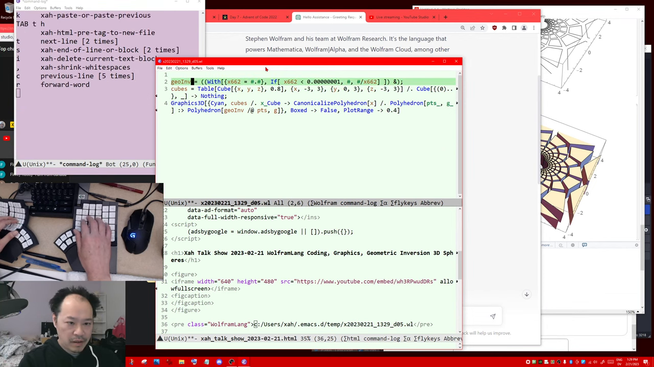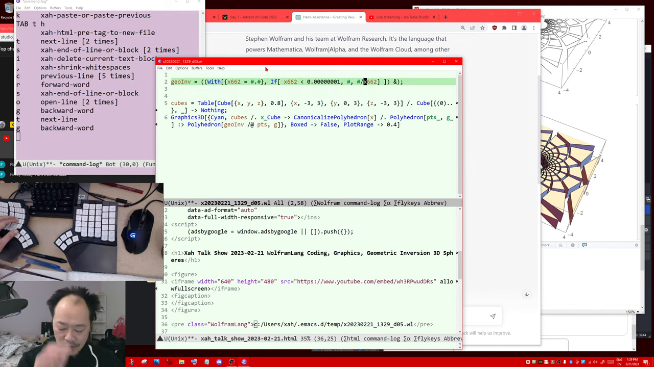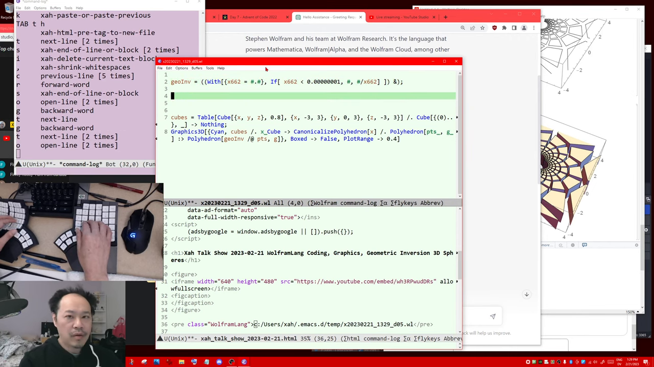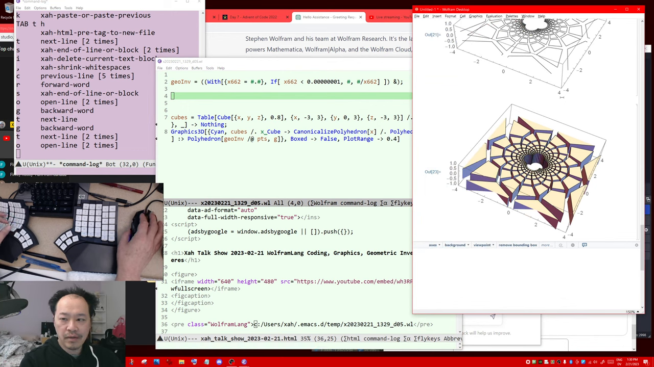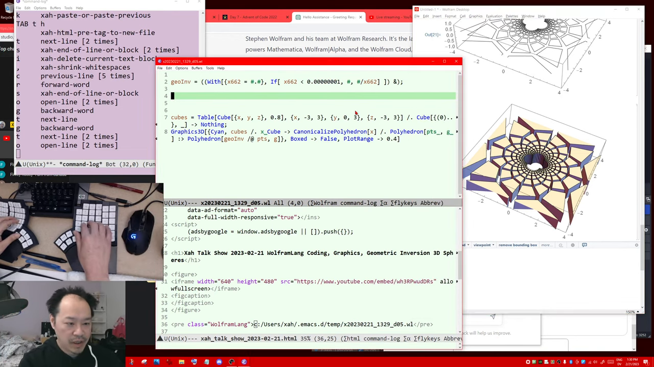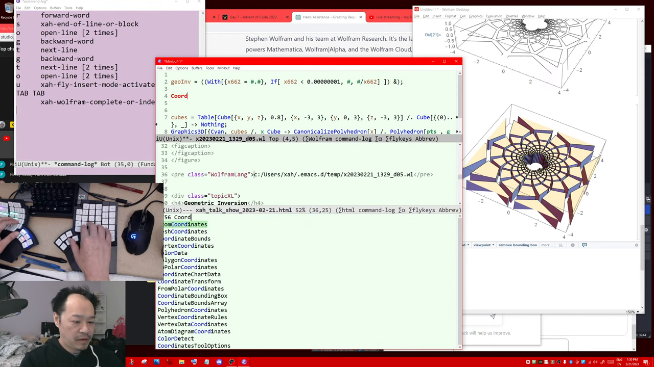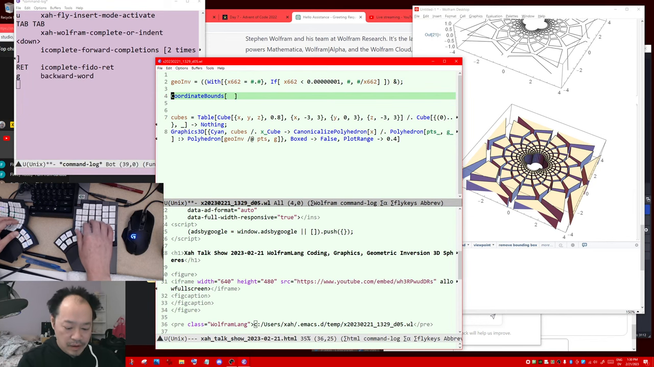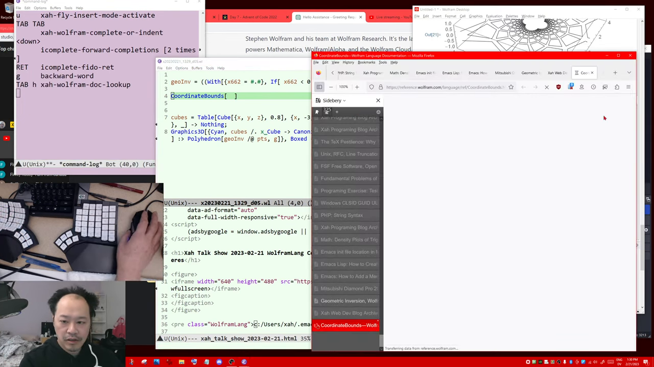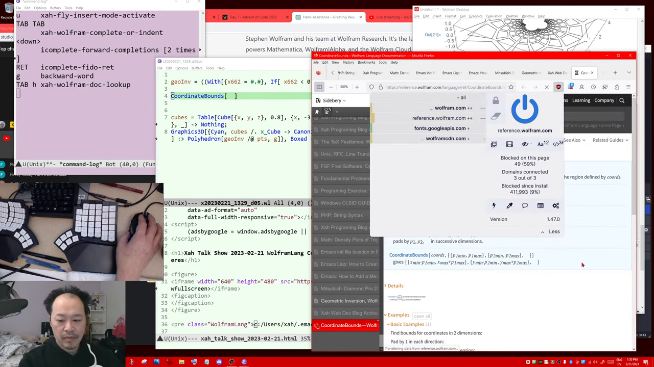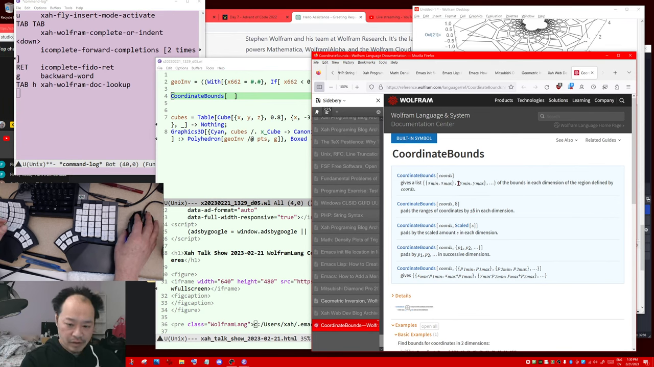Here is a geometric inversion function. It takes a point and returns a point. Then we want to have a list of grid points in 3D, a rectangular grid. So what we can do is use CoordinateBounds. Let's look up the documentation for CoordinateBounds. That basically generates a list of coordinates, given a list, X min, X max. Okay, so we have CoordinateBounds.